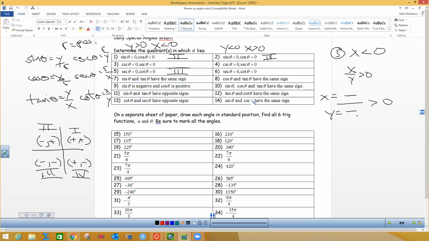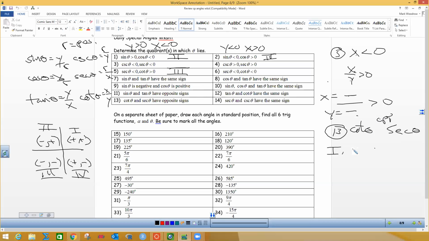Okay, so let's do one of these over here. Let's do number 9. Let's not do 9. Let's do 13. So 13 says cotangent and secant have opposite signs. So I'm going to do it like this. I'm going to put them beside each other. And then I'm going to do quadrant 1. And we want these to be opposite signs, it says, right? This is number 13. Cotangent, secant.